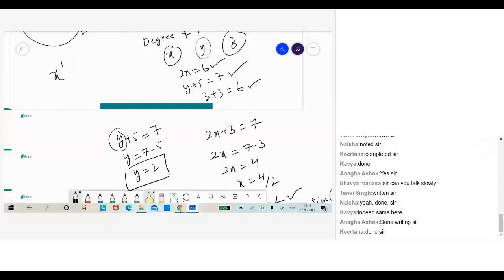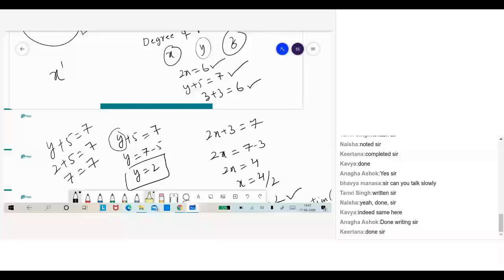Clearly, if you solve this, you send this 5 to the other side. 7 minus 5 is nothing but 2. So clearly it will satisfy this equation. Let's put y is equal to 2 here. Obviously 2 plus 5 is equal to 7, so 7 is equal to 7. Your LHS is equal to RHS. Since your LHS is equal to RHS, the equation is satisfied. So y equal to 2 is the solution. That's how you define the solution.